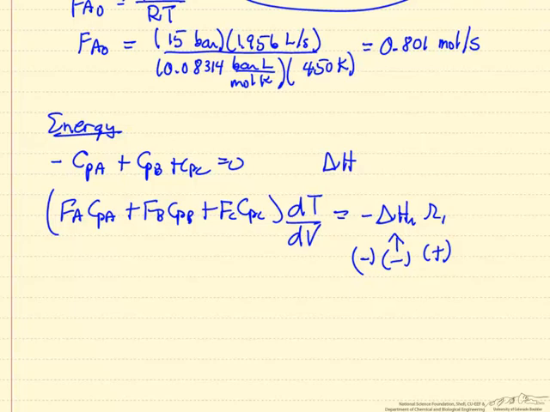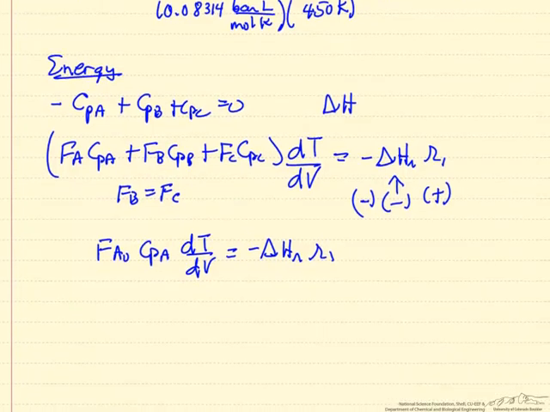But we can simplify because the heat capacities of B and C are equal to the heat capacity of A, and the flow rate of B is the flow rate of C because of stoichiometry. So we can actually write this left side as just the heat capacity of A times the molar flow rate. And so this becomes our differential equation for the energy balance that we're going to substitute into a numerical program to obtain the solution.